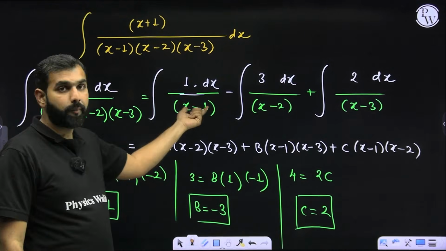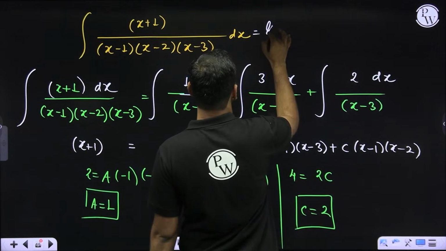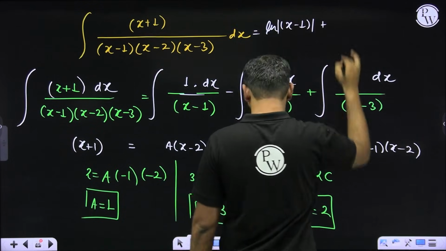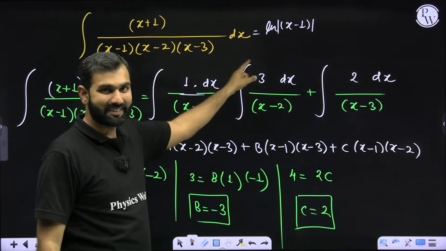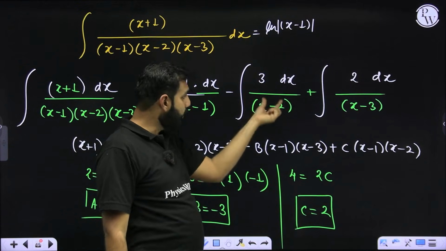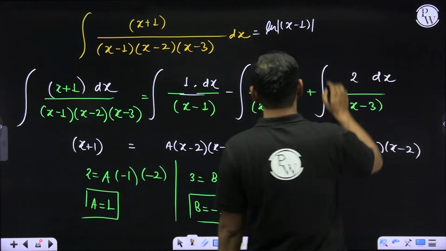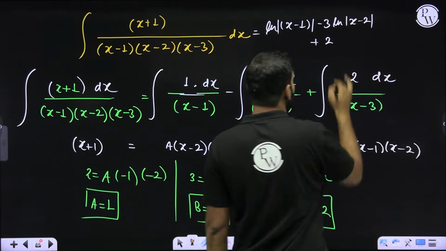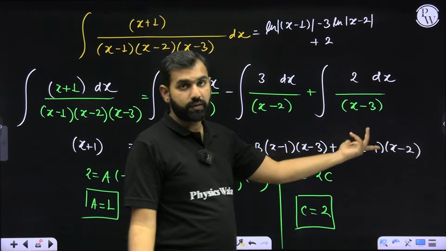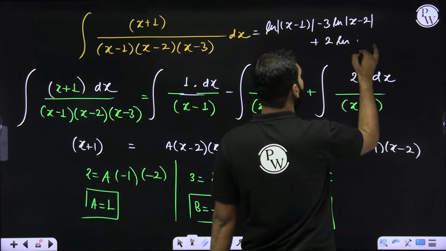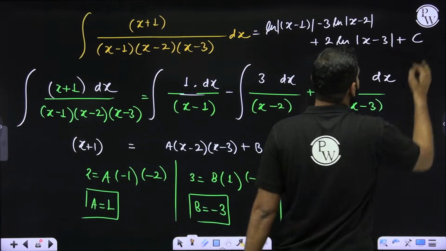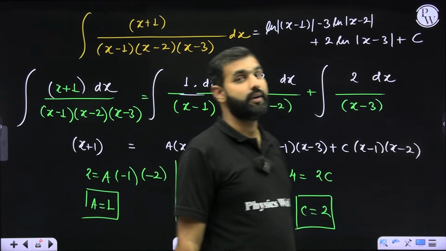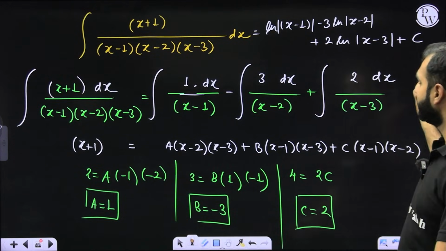The integration of 1 upon x minus 1 is log of mod of x minus 1. Do you remember that? Plus, or rather plus I should use minus. So minus 3, keep it aside, 1 upon x minus 2, integration of it is log of x minus 2. So it should be minus 3 times log of mod of x minus 2 plus 2 times 1 upon x minus 3. The integration of it should be log of mod of x minus 3 plus the constant of integration. Did you understand this? This is how easily you could crack such questions. I hope it is comfortably understood by you all.